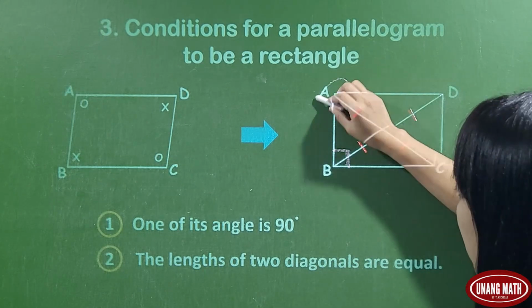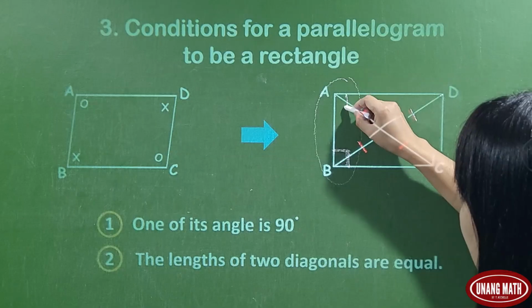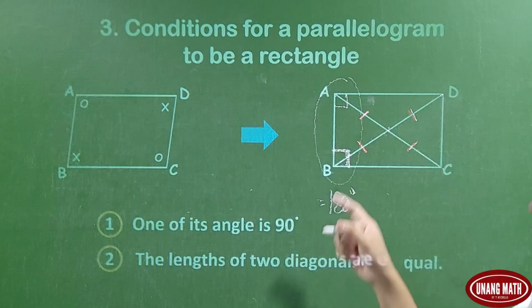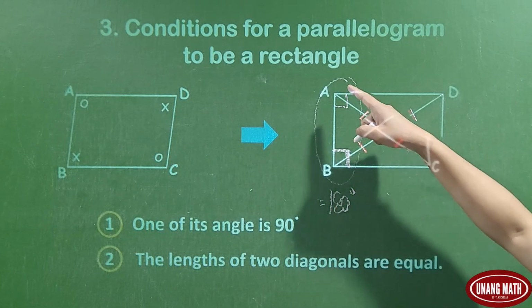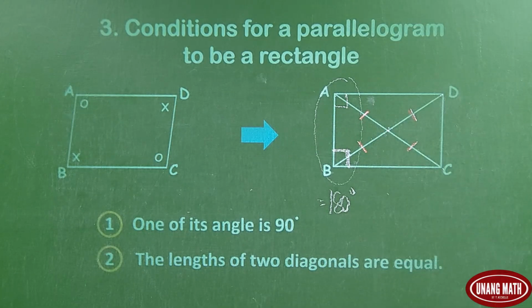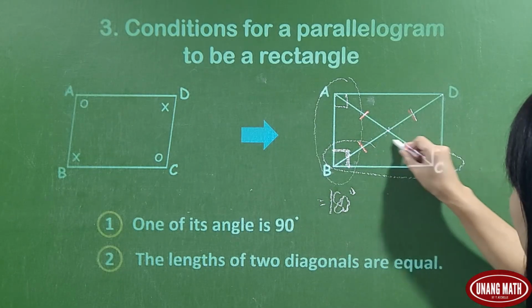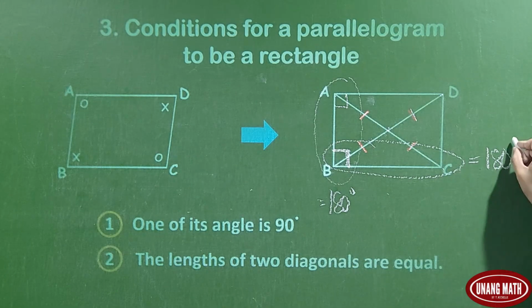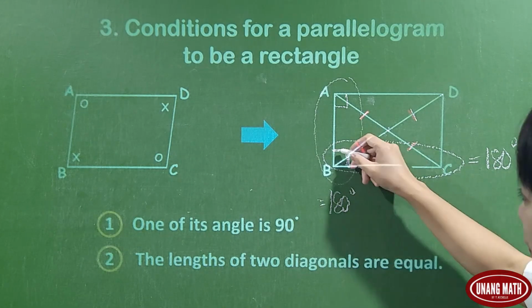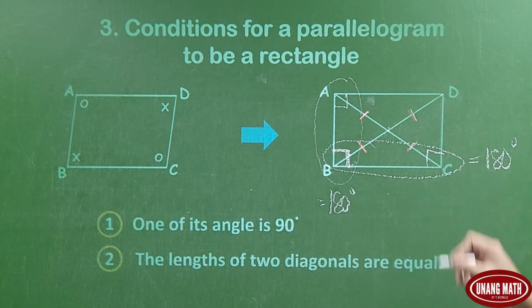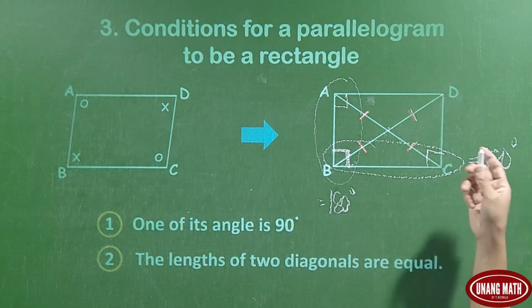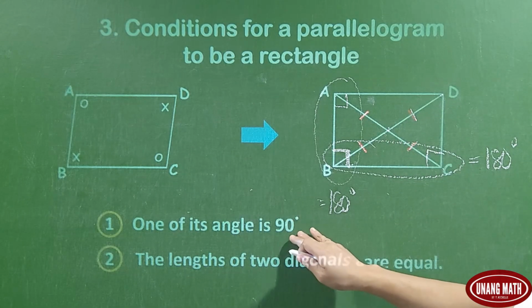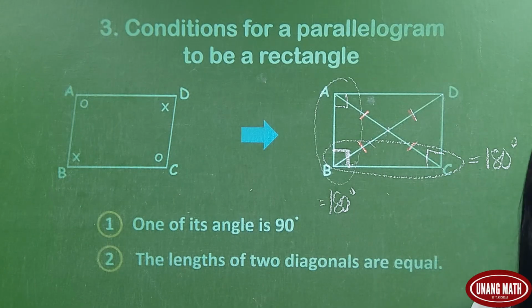Why? Remember, if we add this angle plus this angle, it must be equal to 180 degrees. So if this is 90 degrees, then this is also 90 degrees. Or if we add this angle and this angle, it must be equal to 180 degrees. So if this is 90 degrees, then this is also 90 degrees. So even if there's just one given angle and that angle is 90 degrees, then that's already a rectangle.